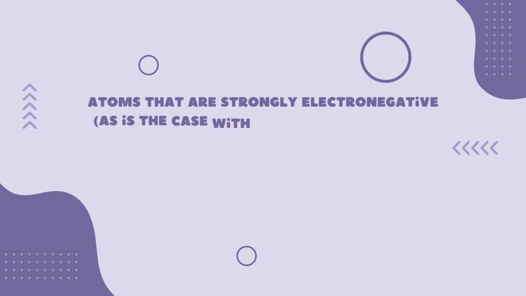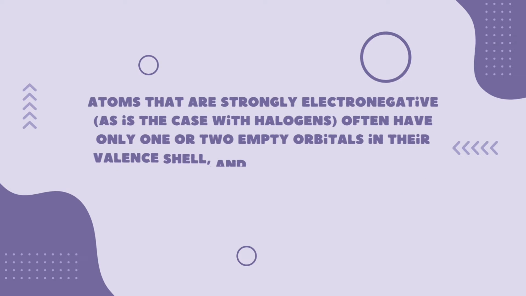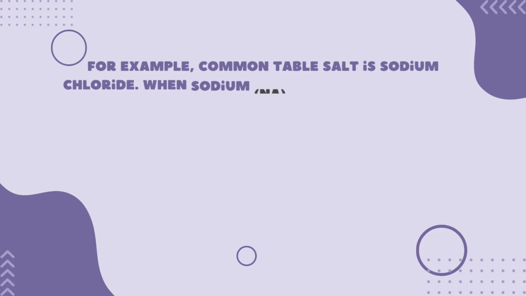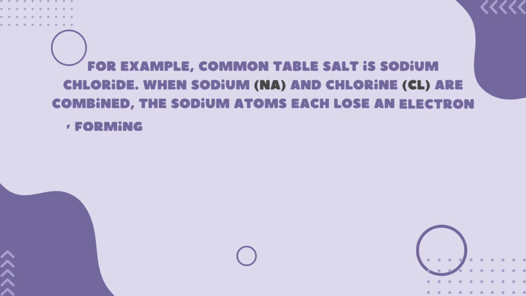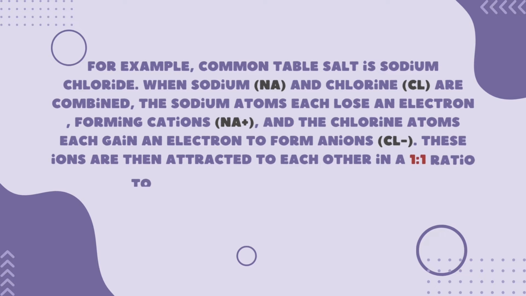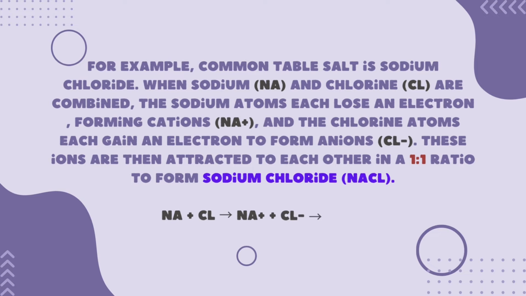Atoms that are strongly electronegative often have only one or two empty orbitals in their valence shell and frequently bond with other molecules or gain electrons to form anions. For example, common table salt is sodium chloride. When sodium and chlorine are combined, the sodium atoms each lose an electron, forming cations, and the chlorine atoms each gain an electron to form anions. These ions are then attracted to each other in a 1:1 ratio to form sodium chloride.